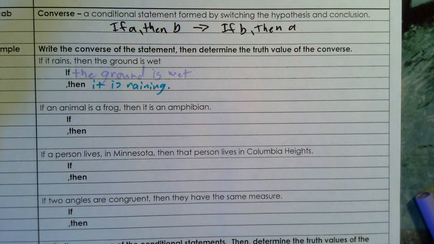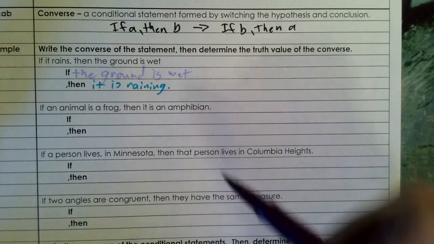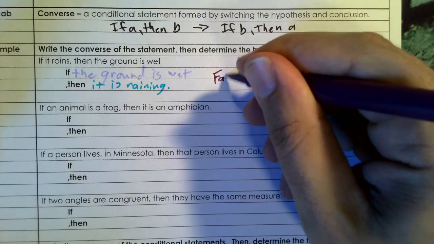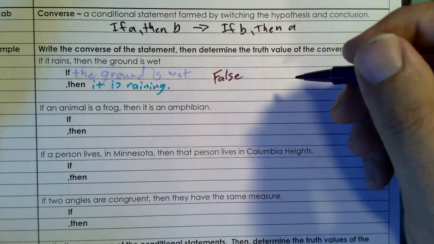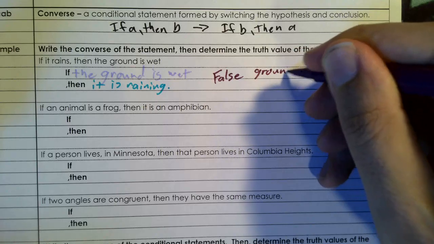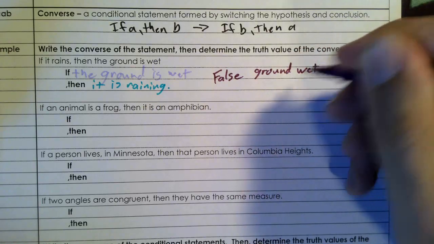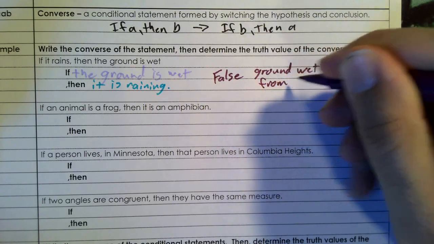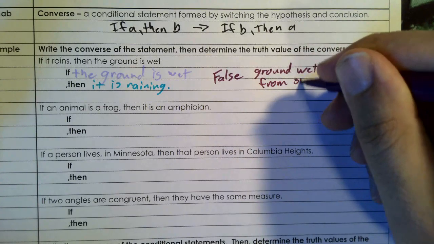Now, this one I don't think is true. This is our first false one, because there are ways for the ground to be wet when it's not raining. So the ground could be wet from a sprinkler.